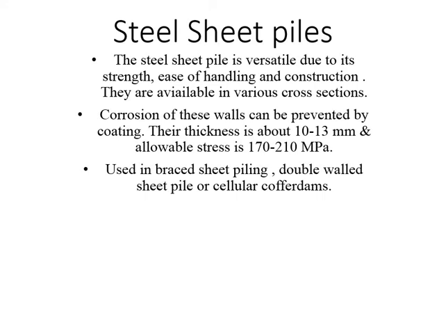A steel sheet pile has a thickness of about 10 to 13 mm and it allows a stress of up to 170 to 200 kPa. It is also used in braced sheet piling, double wall sheet piling or cellular cofferdam.